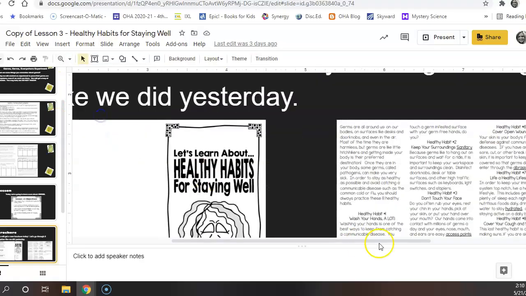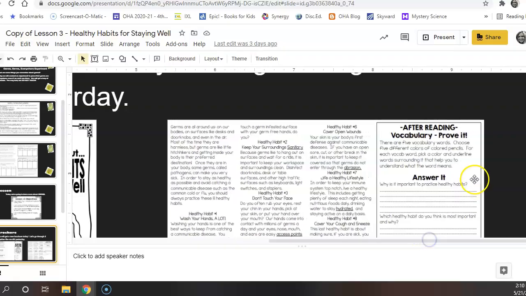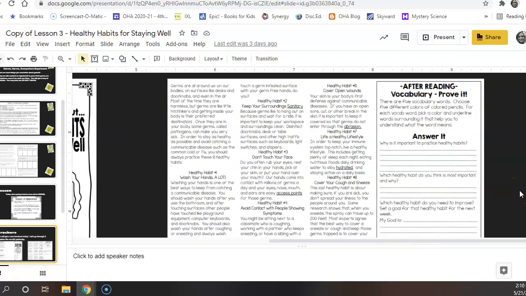Zoom in here. Germs are all around us, on our bodies, on surfaces like desks and doorknobs, and even in the air. Most of the time they are harmless, but germs are like little hitchhikers, and getting inside your body is their preferred destination. Once they are in your body, some germs, called pathogens, can make you very sick. In order to stay as healthy as possible and avoid catching a communicable disease, such as the common cold or flu, you should always practice these 8 healthy habits.